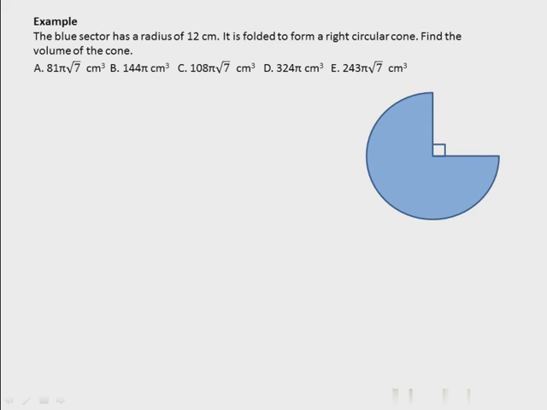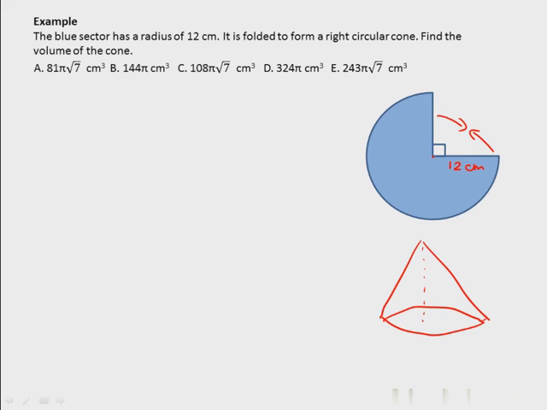The blue sector has a radius of 12 centimeters. It is folded to form a right circular cone. So how do we fold it to form a right circular cone? Well, basically we join these two sides and we lift this point up. So it becomes a cone like this, where those two sides are joined.